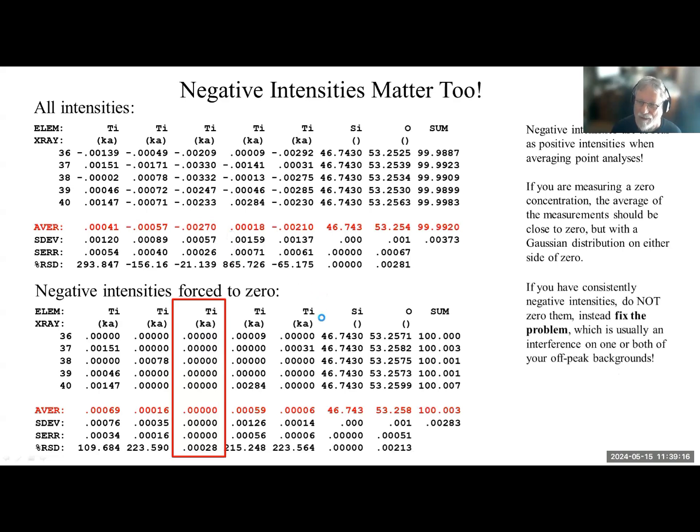What you want to do instead is figure out what the problem is. Why are these all negative? That's a problem. I mean, it's not a big negative, but it is consistently negative. Maybe it's a problem with your off-peak interferences. Maybe you got a line showing up where you're trying to measure the background, as we looked at before with the modeling of the backgrounds.